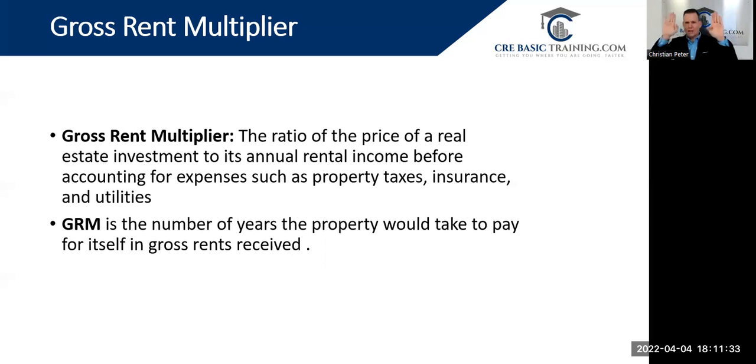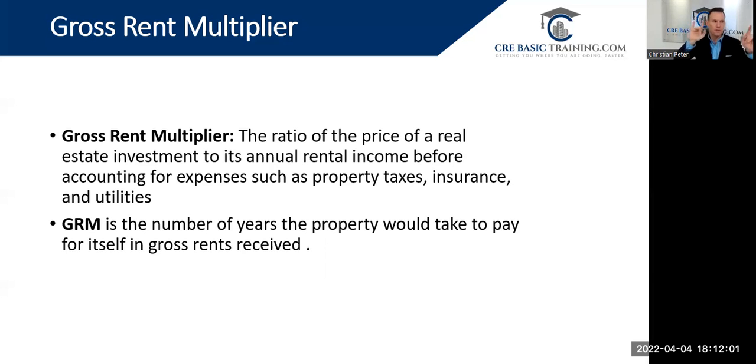Two buildings side by side, both of them are bringing in $100,000 a year. One of them has $30,000 of operating expenses, which means that its NOI is $70,000. And the other one has $50,000 of operating expenses, which means the NOI is 100 minus 50, or $50,000, right? So this one has an NOI of $70,000. This one has an NOI of $50,000.